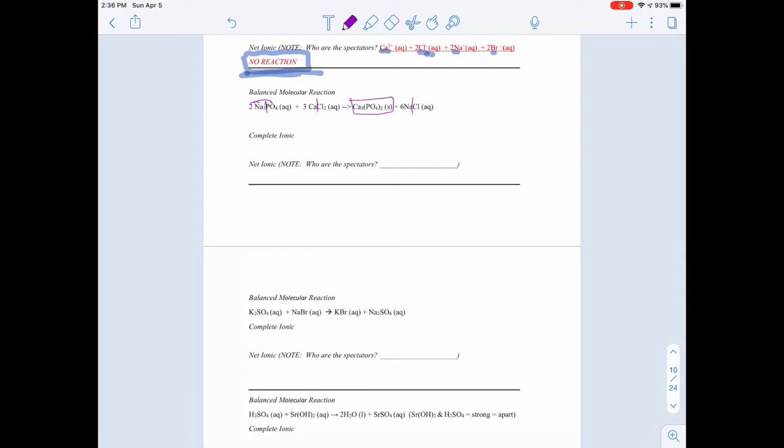So I need a total of 6 Na pluses. I'm going to wait to write the phases in a minute. And I need a total of 2 PO4 minus 3s, or 3 minuses. I need a total of 3 Ca plus 2s. And don't forget that the 3 applies to the chlorines. So I have 6 chlorine minuses. Keep that one thing together. And then the 6 applies to both of those. 6 Na plus, 6 Cl minus.